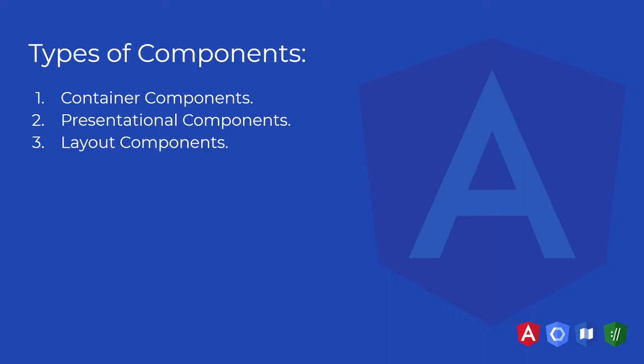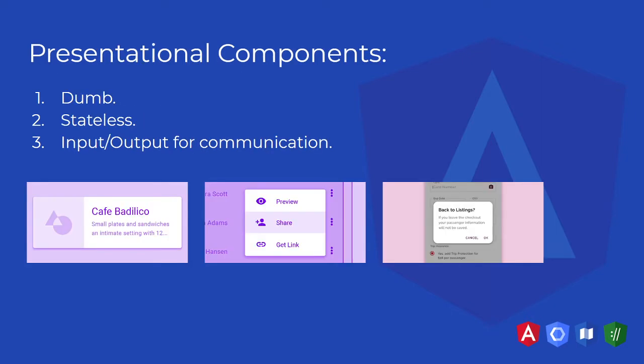Let's cover the types of components. In Angular there are 3 types of components: container components, presentational components, and layout components. From now on we will get into the details of these 3 types, how they are useful in an Angular application, and how we are going to use them.